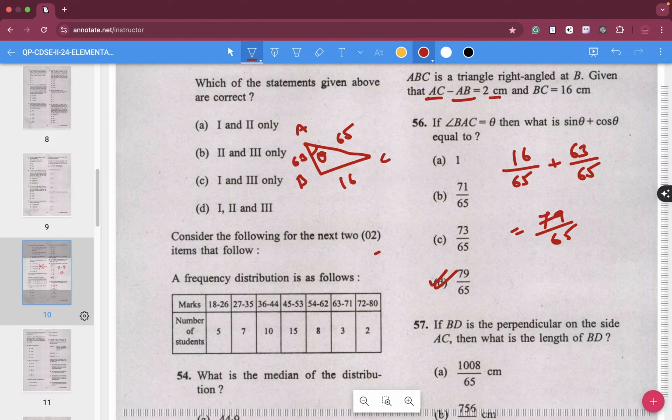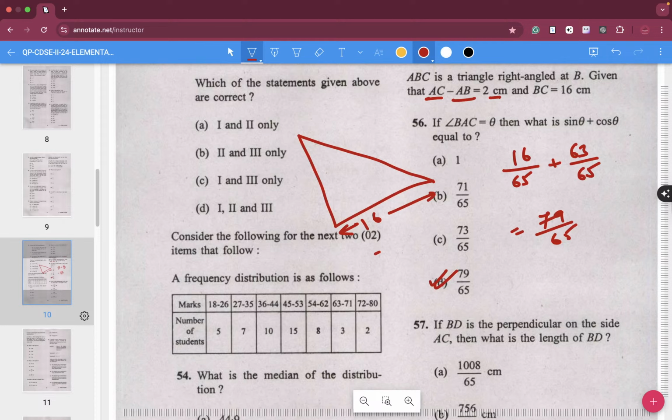What are the people watching over here? Write down if you are able to understand this. If BD is perpendicular to the side AC, let me draw it in a bigger manner. This value they have given as 16, this value they have given as 63, and this value they have given as 65. They have not given, we have found it out.